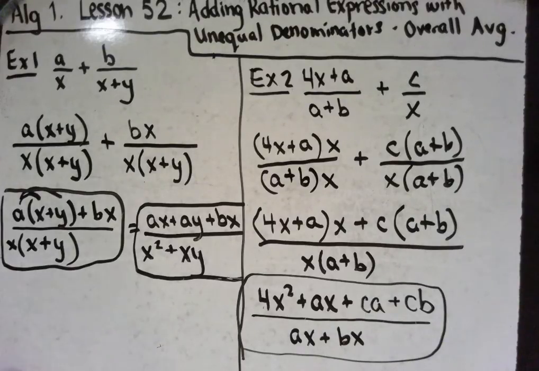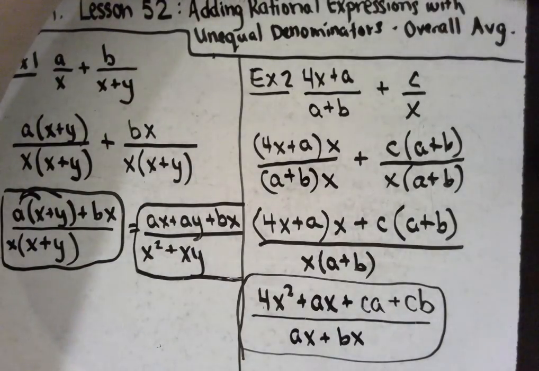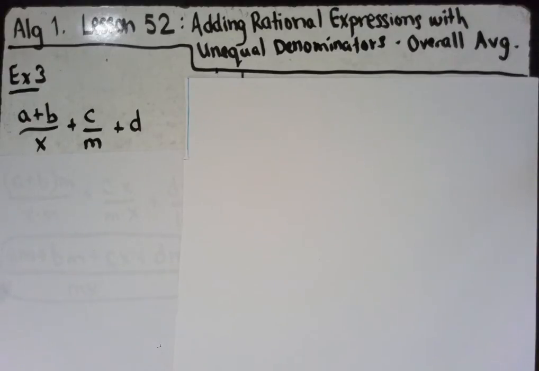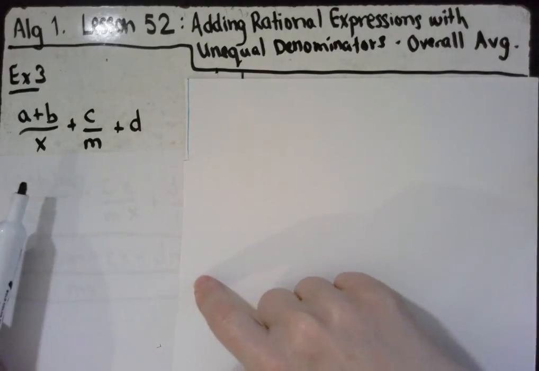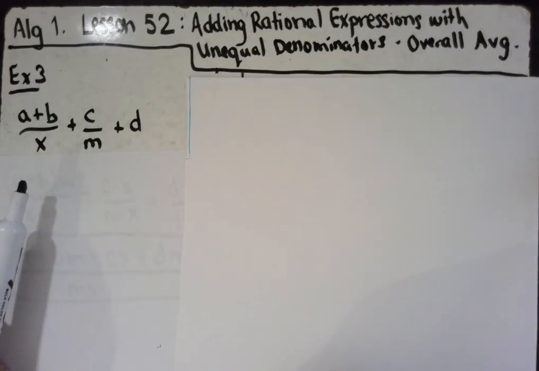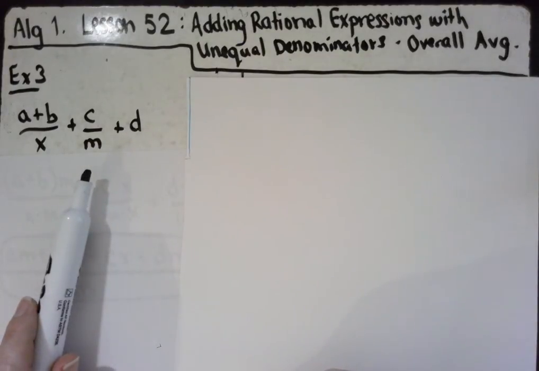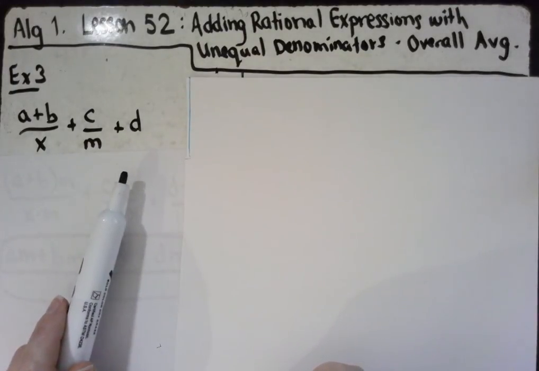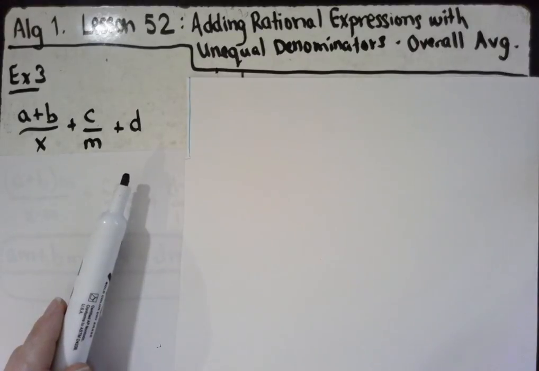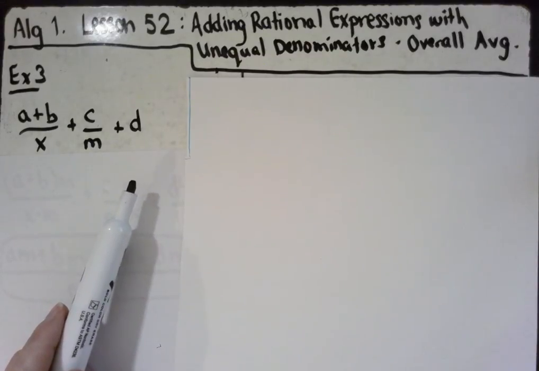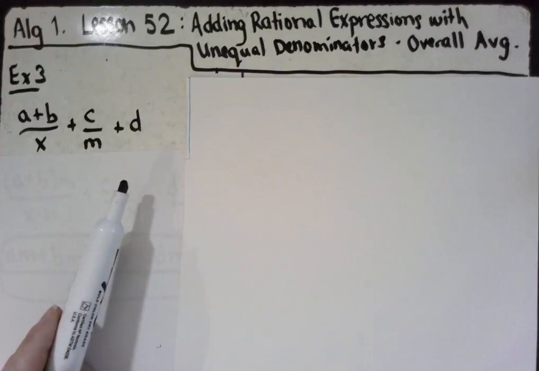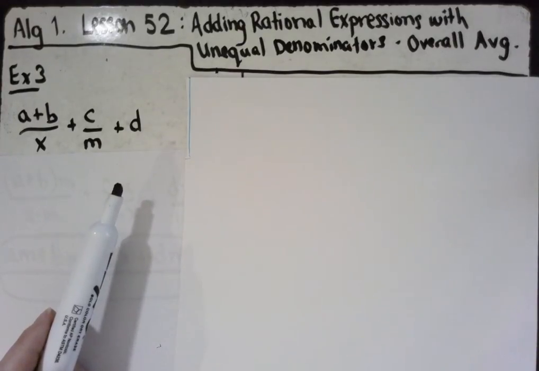So let's look at a couple more examples. So example 3, go ahead and write down this example, a plus b over x plus c over m plus d, and try to find the least or the common denominator and then simplify the answer. There are many possible answers, but try to expand it. So pause the video.